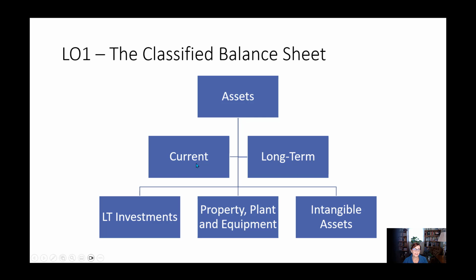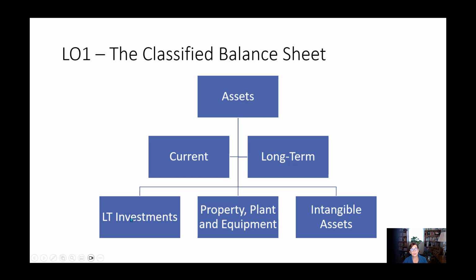So our current assets are assets that are going to be converted into cash or used within a year or the operating cycle, whichever is longer. For the most part, it's going to be within a year, right? Our long-term assets, this branch really should be coming off of here, but let's just pretend that it is. The long-term assets have three different kinds, all right? So these are all long-term assets.